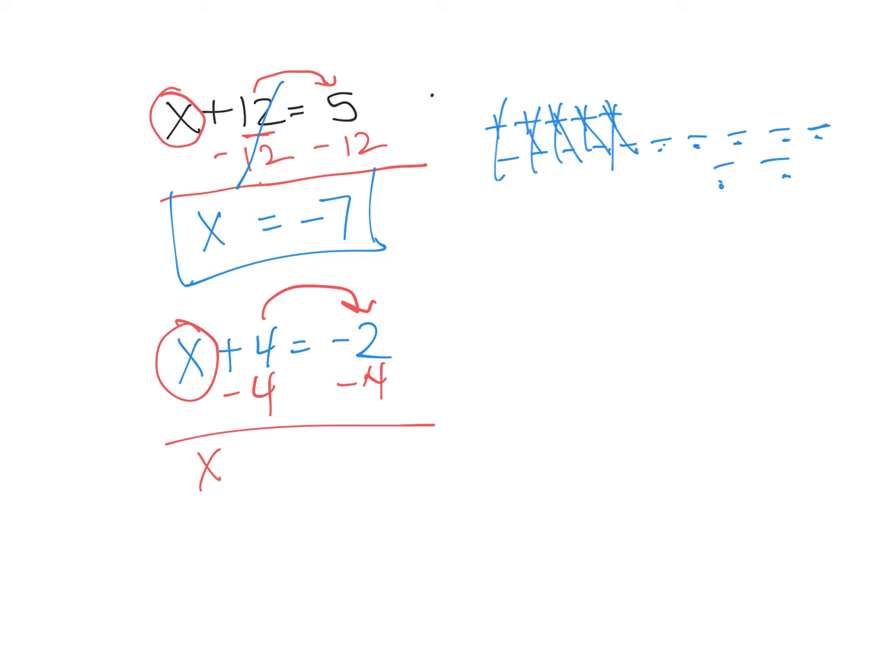Okay, bring down your x. Negative 4 and 4 cancel out and become 0. Bring everything down nice and neat. I have a negative 2 and negative 4, so I have negative 6 total.